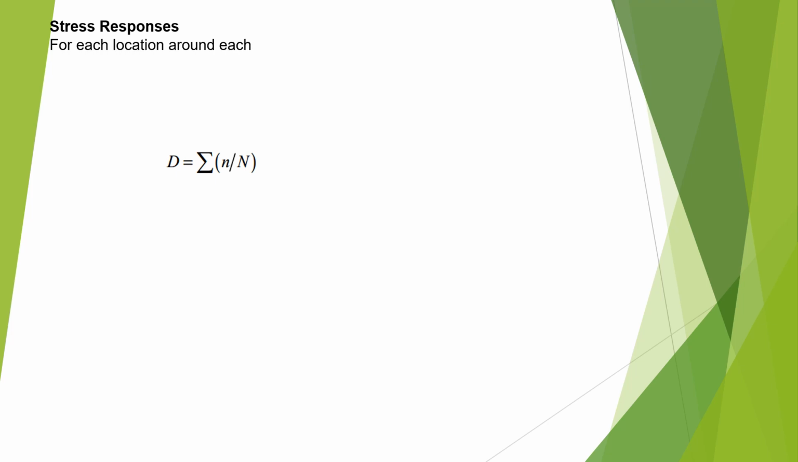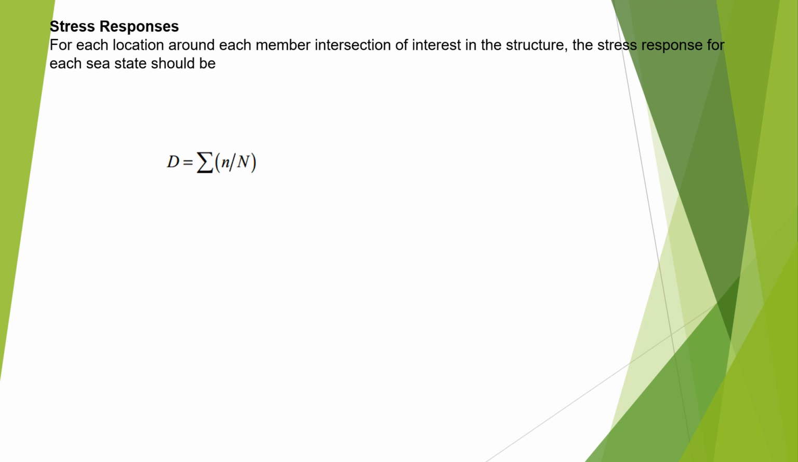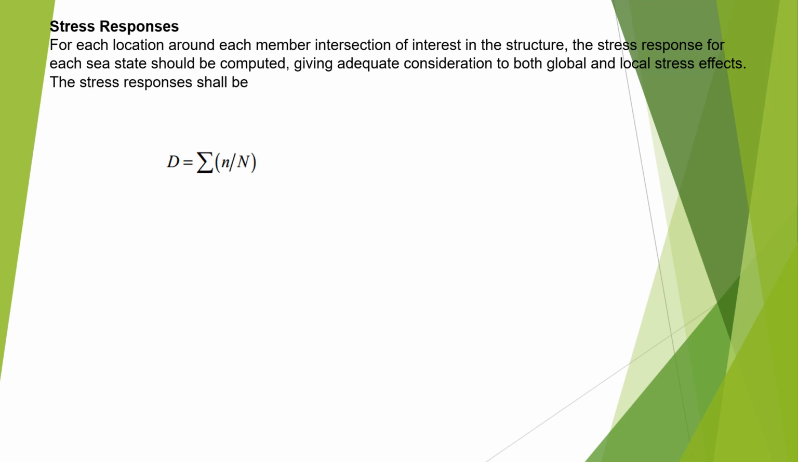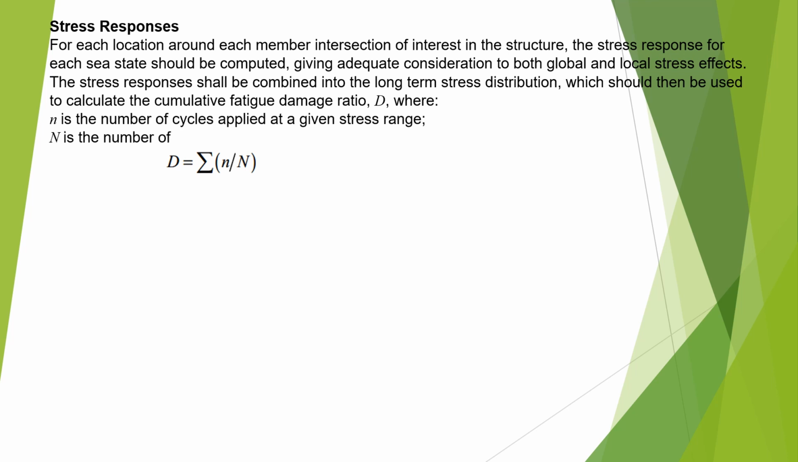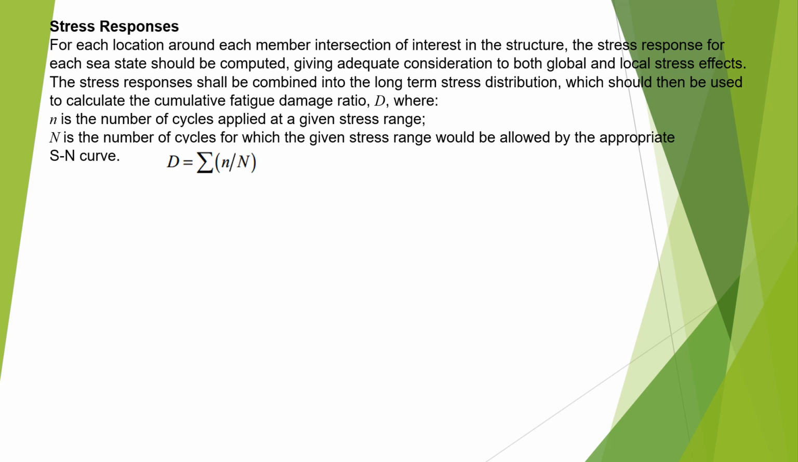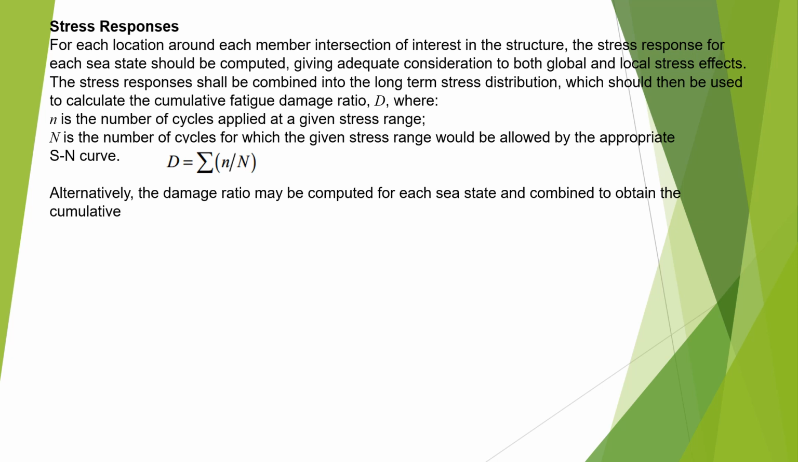Stress responses for each location around each member intersection of interest in the structure. The stress response for each sea state should be computed, giving adequate consideration to both global and local stress effects. The stress responses shall be combined into a long-term stress distribution, which should then be used to calculate the cumulative fatigue damage. n is the number of cycles applied at the given stress range. Capital N is the number of cycles for which the given stress range would be allowed by the S-N curve. Alternatively, the damage ratio may be computed for each sea state and combined to obtain the cumulative damage ratio.